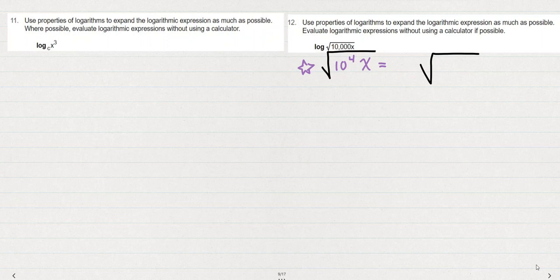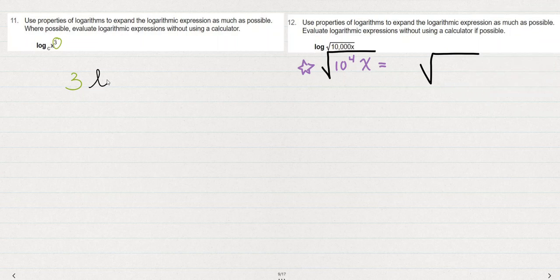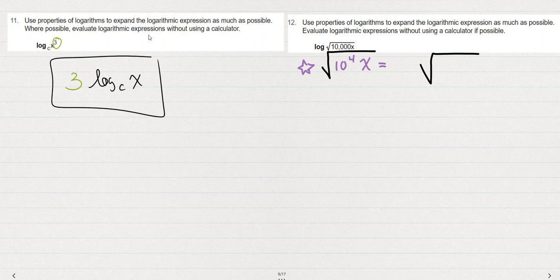Now this one's a quick, easy one because we don't have a sum, we don't have a difference. All we have is a power. So that 3 just falls down in front. So we get 3 log base c of x, and that's all that we have to do to expand this one.